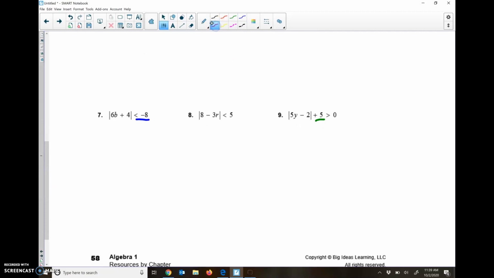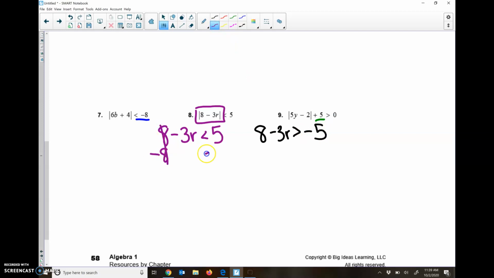All right, and then let's look at number 8. Okay, 8, again, we like absolute value bars by itself, unlike the 2 I just talked about. So I'm just going to rewrite 8 minus 3r is less than 5. And then 8 minus 3r is, flip my sign, greater than, change my number to a negative 5. So I'm going to subtract 8 from each side. So I get negative 3r is less than negative 3. Divide both sides by a negative 3. Since I divided by a negative, my sign gets flipped, so r is greater than, and negative 3 divided by negative 3 is a positive 1.